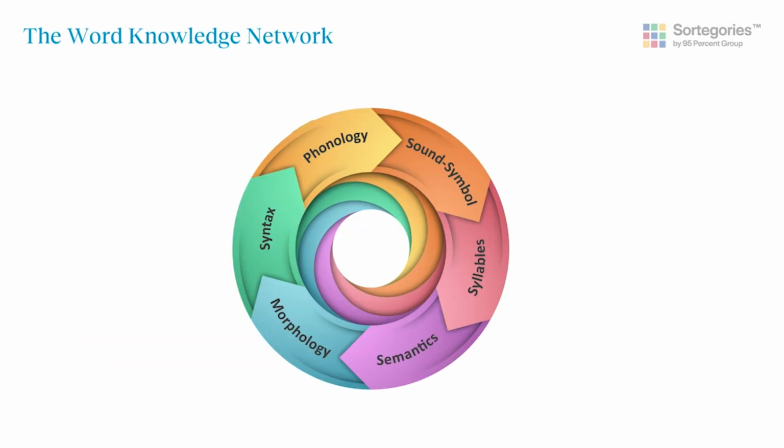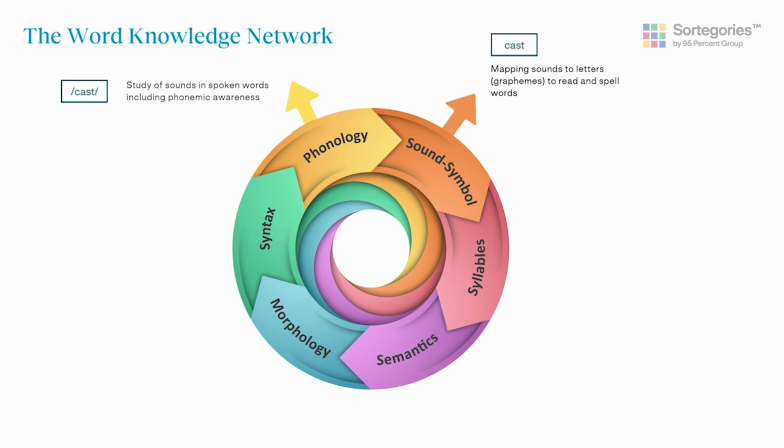If I say the sounds k, as, I am at the first point on the knowledge network, which is phonology, where we're focused on the sounds, the spoken sounds that make up our language. When I move to sound spelling, I've now associated the letter or letters that represent those sounds. The C-A-S-T represents k, as.